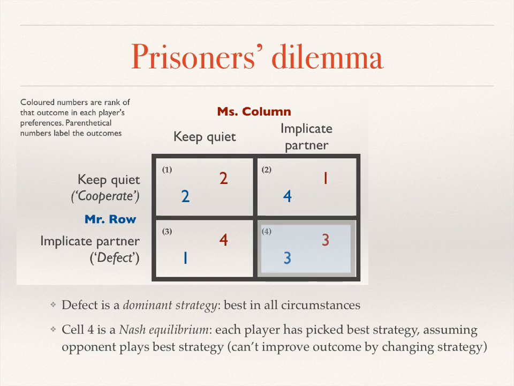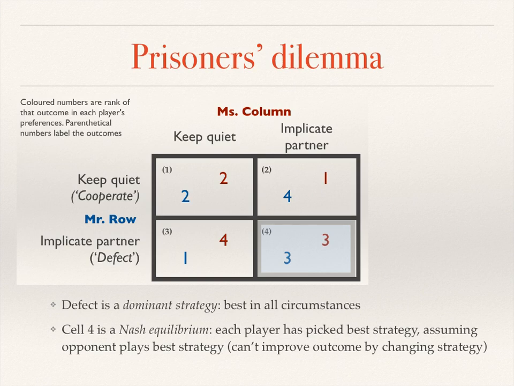It can also give this the outcome that you get then, which is cell 4, the fancy name of a Nash equilibrium. Each player has picked the best strategy, assuming the opponent plays the best strategy. Another way of putting it is that Mr. Rowe can't improve his outcome by changing his choice, and neither can Ms. Collum.